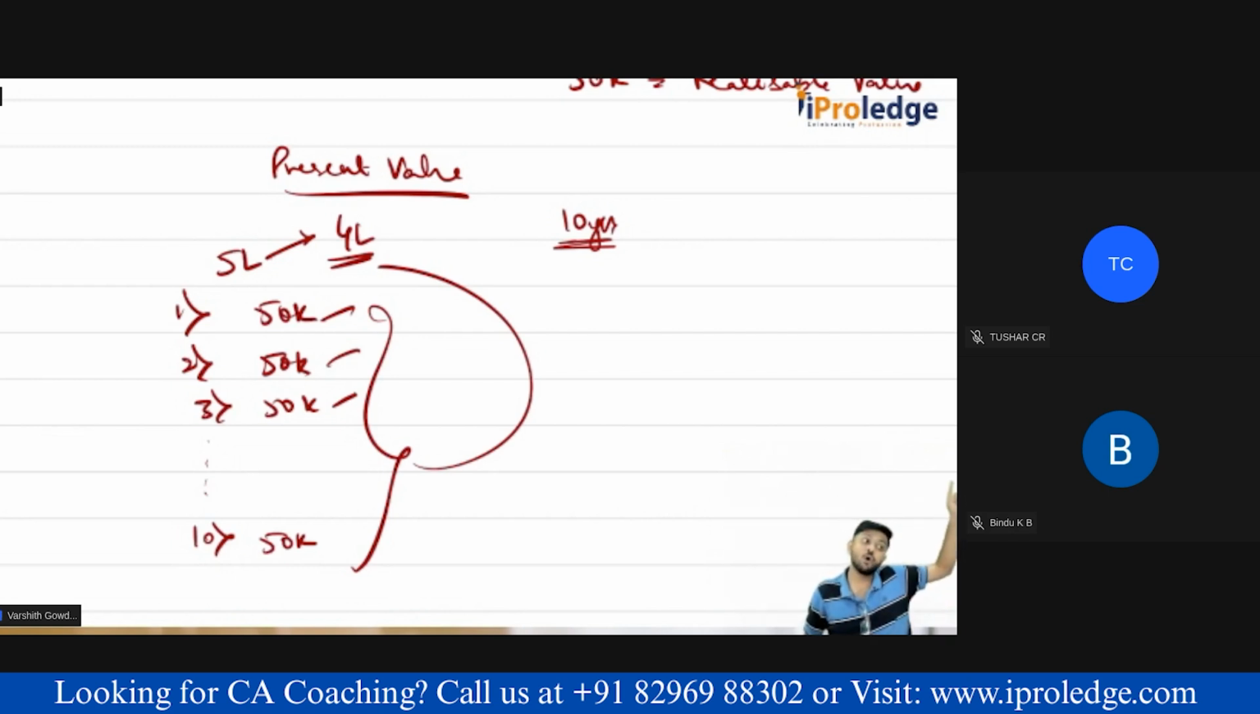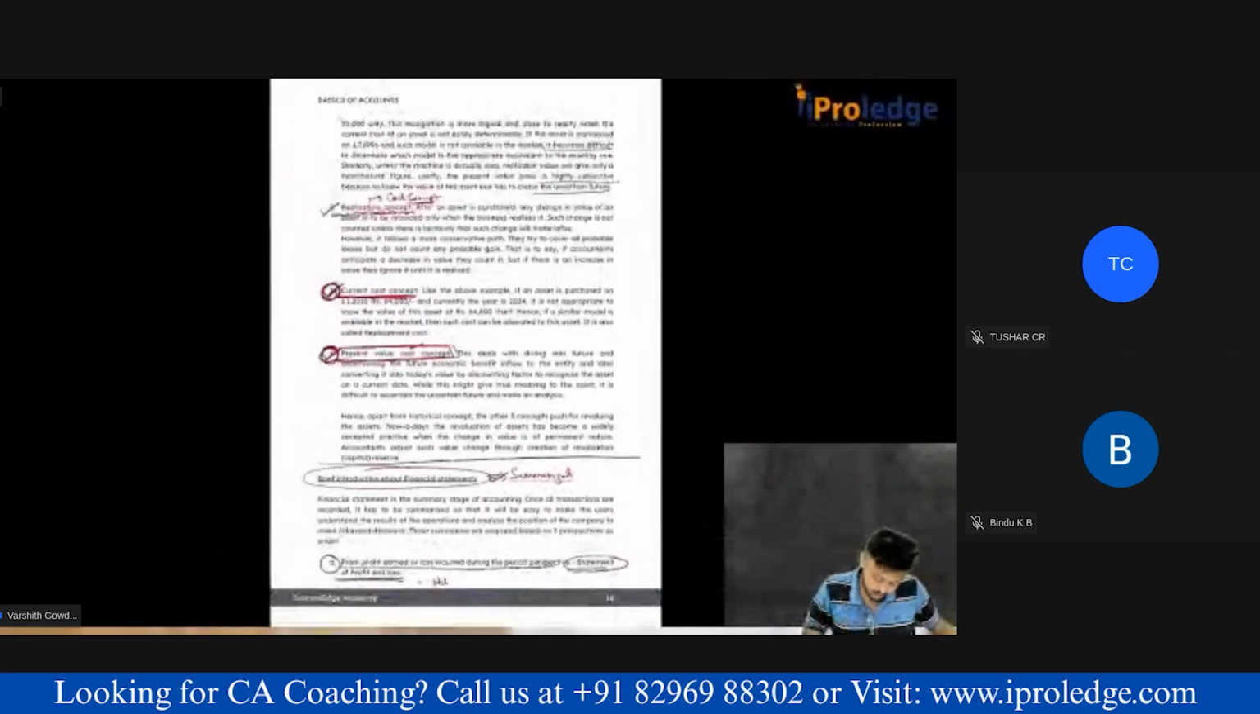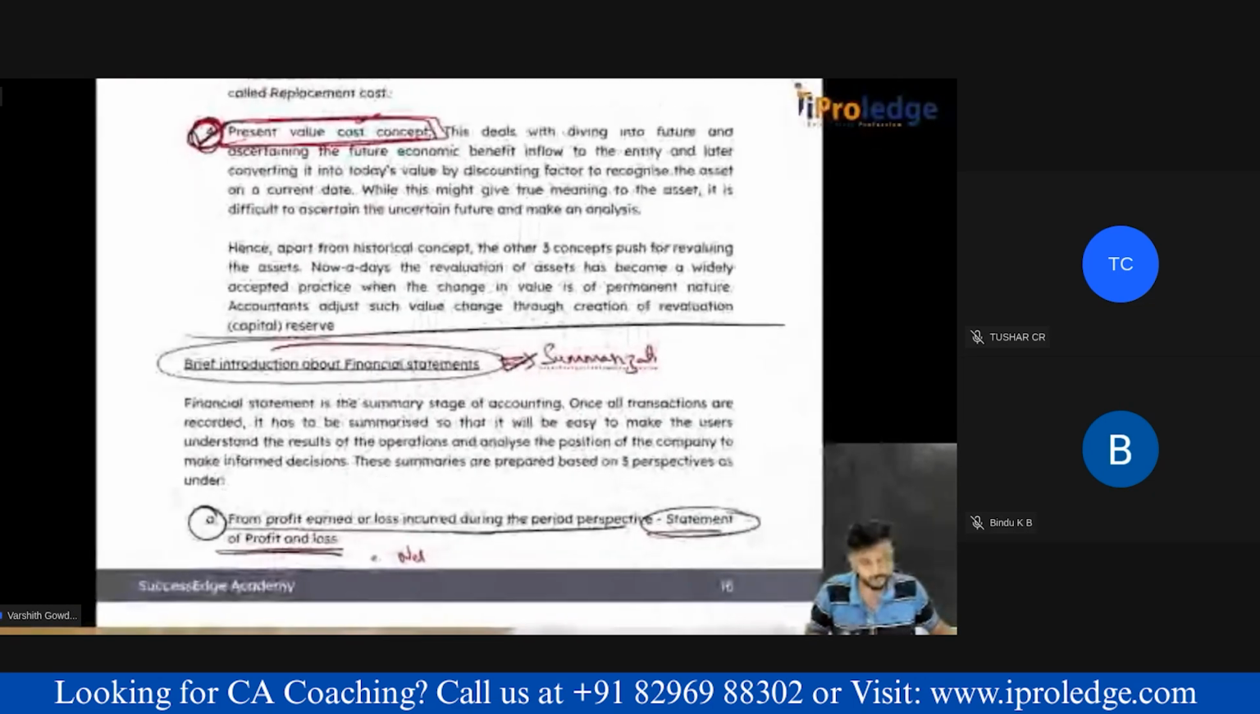Historical is old. Current is the value of that new machinery today. Realizable, the value of this same machinery, which is 5 years old: if I sell it today, how much will I get? That is realizable. Present value is where you are present valuing all the cash flows that you are getting from this asset, and you are valuing it at that amount. Understood? That is about all the concepts.